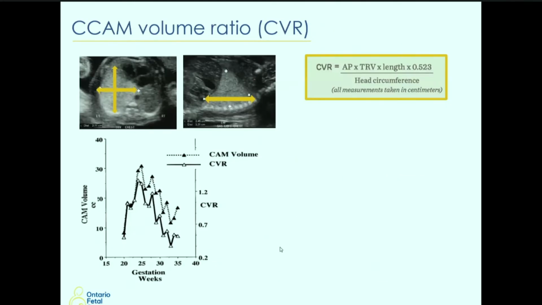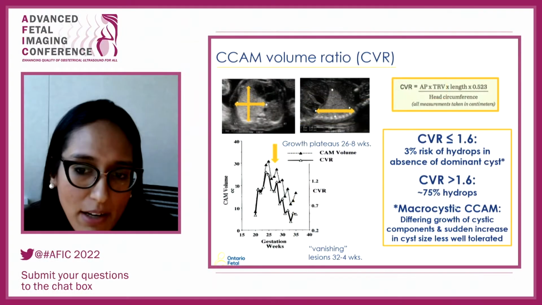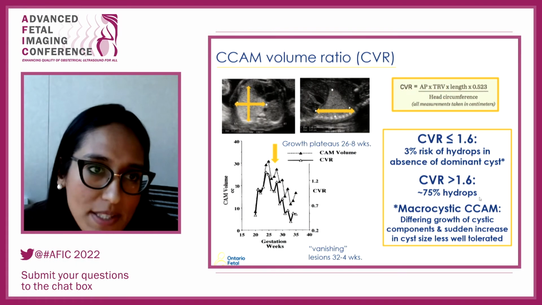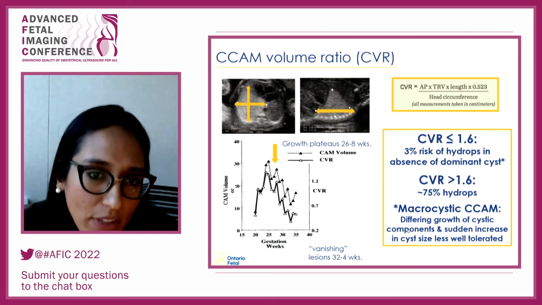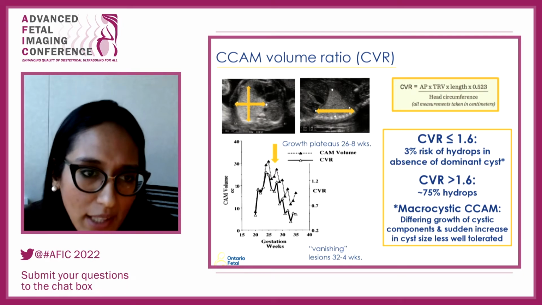So how do we actually assess which of these lesions are going to give us a problem? Fortunately, most of them don't give us problems, but there are some that will rapidly expand and we run into a risk of hydrops. So how do we assess that risk of developing hydrops? We measure these lesions in 3 orthogonal planes, reference it to the head circumference, and we get a number, the CVR. If the CVR is above 1.6, this is a significant risk of hydrops. So these babies need to be followed pretty closely. If you're not in that range, you're unlikely to run into trouble.